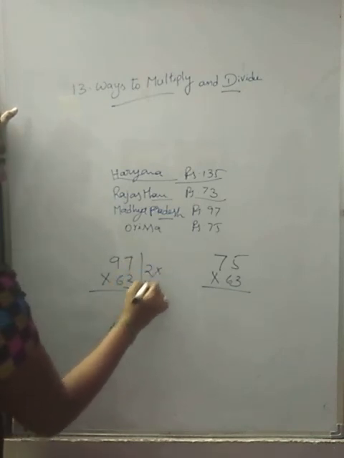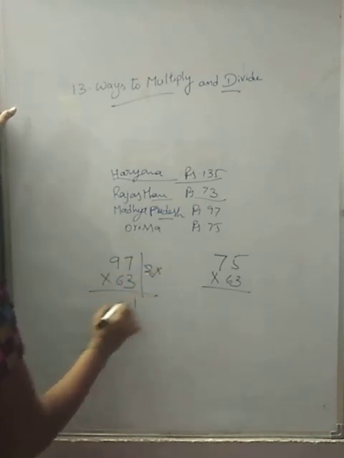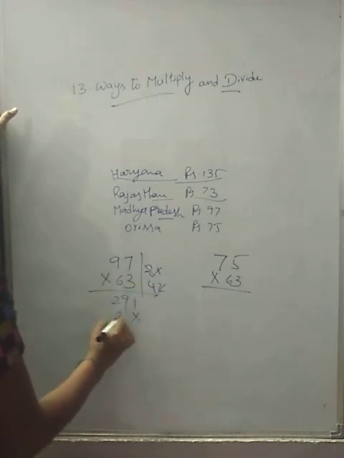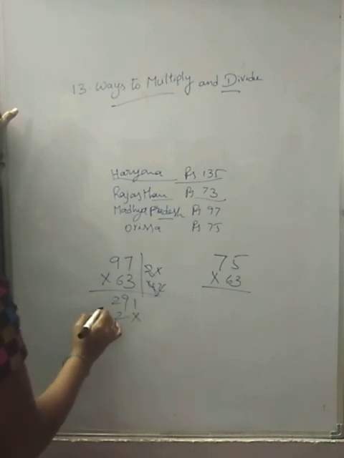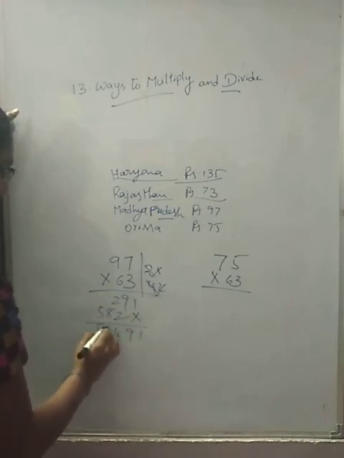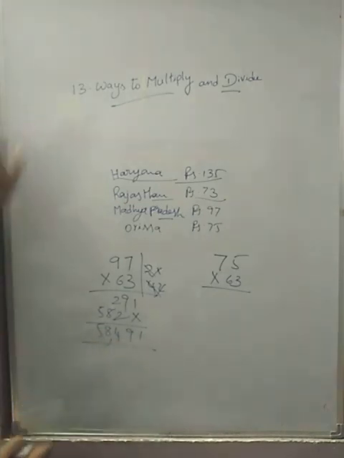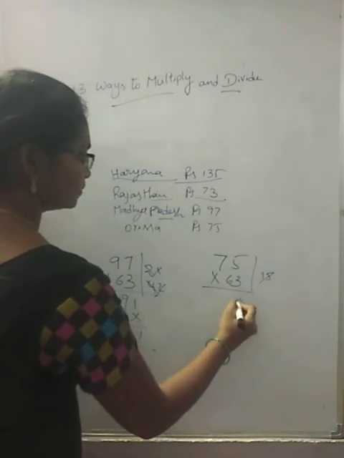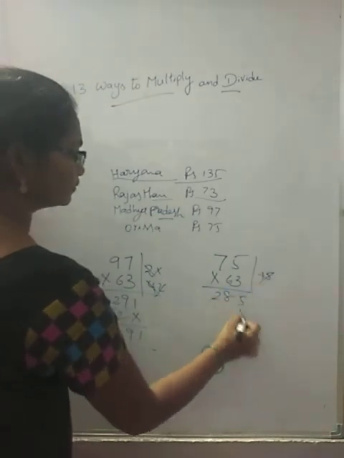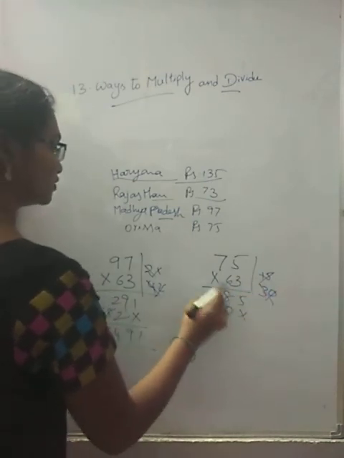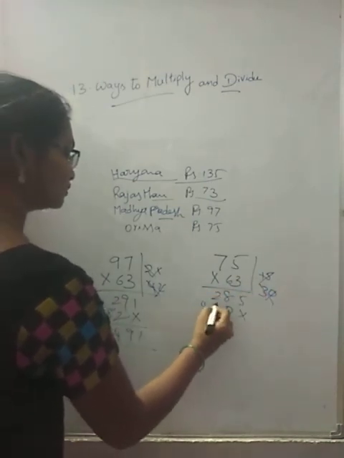3 7s are 21. 3 9s are 27 plus 2, 29. 42. 58,491 in Madhya Pradesh. 6 5s are 30. 6 7s are 42 plus 3.